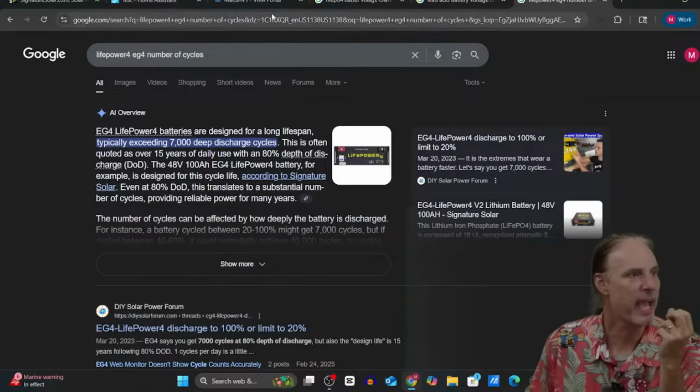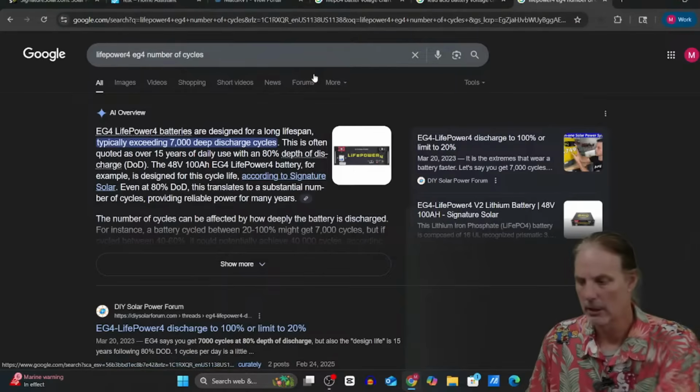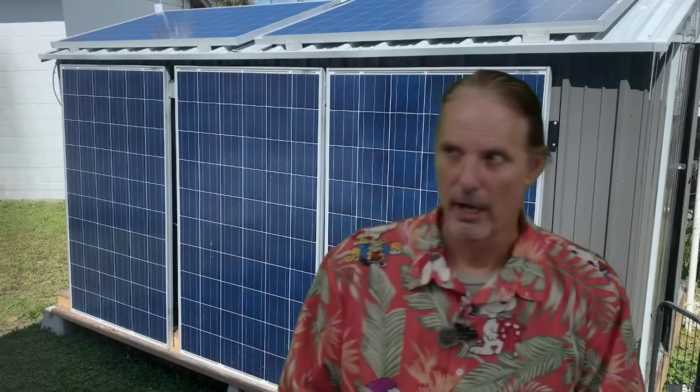So if we have 7,000 cycles on that battery, and in a year I have used 224 on the largest battery, 7,000 divided by 224 leaves me with 31 years of life on this battery. I think it's pretty safe to say the batteries are going to outlive us.